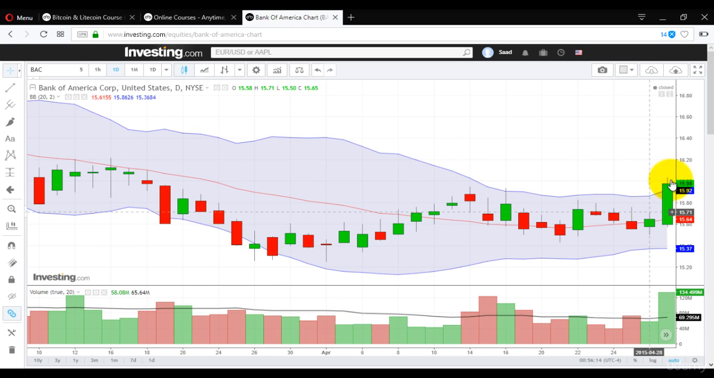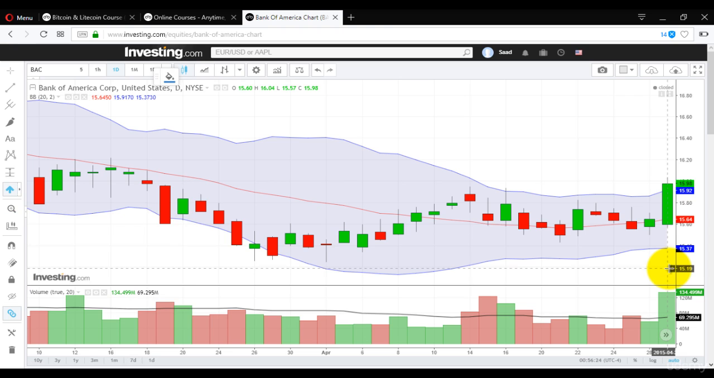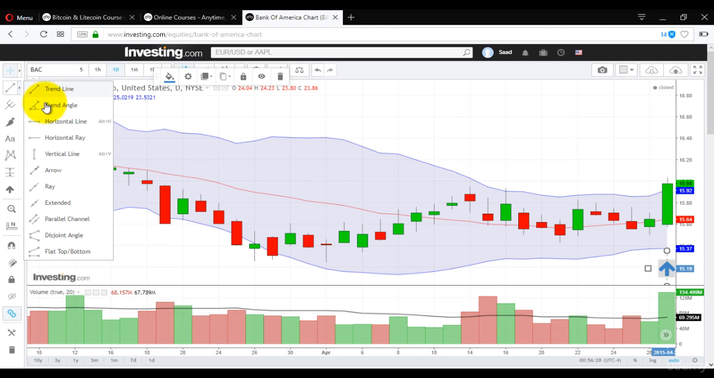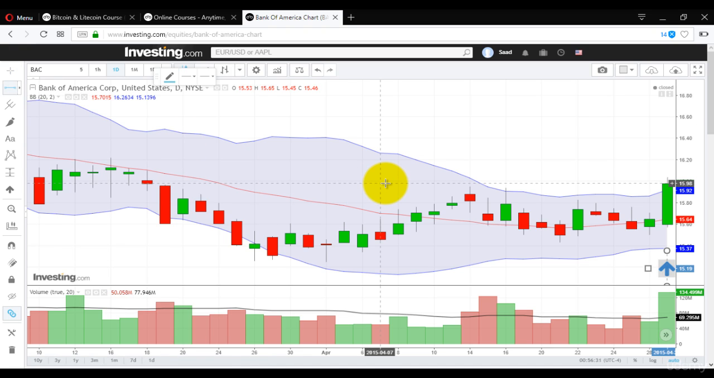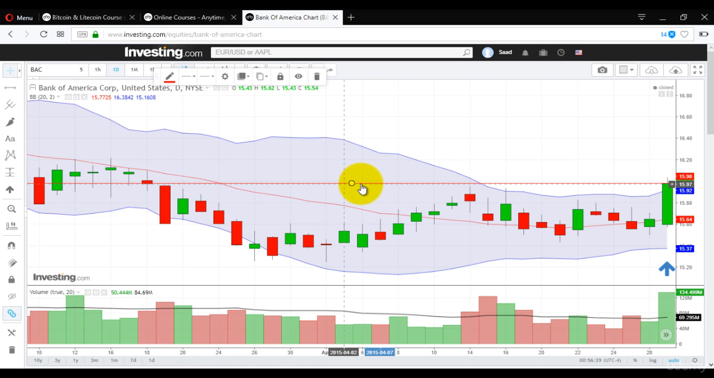Right here it goes up. So we know that our long iron fly trade can be initiated right here. So we will trade our long iron fly trade right here. How do we trade? We trade right on the close. We trade with strike prices of both the option contracts right here.